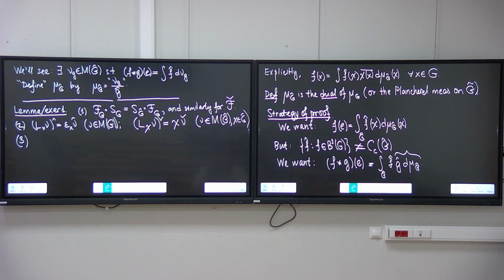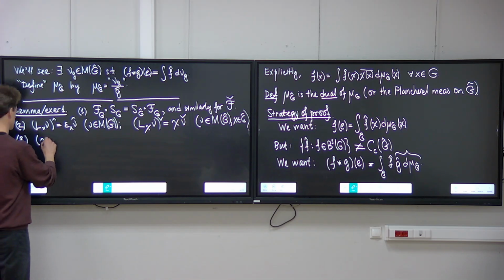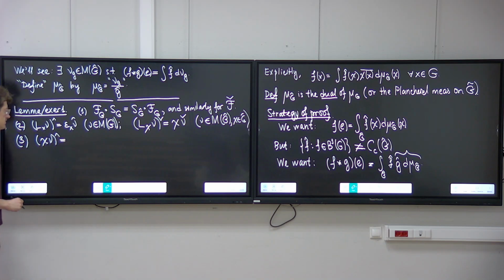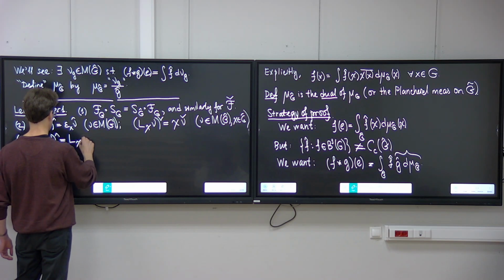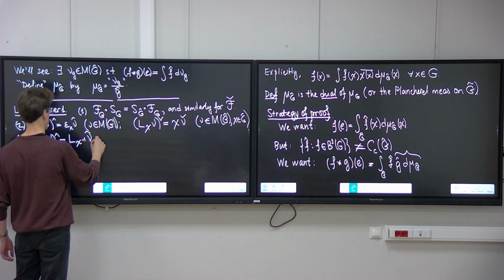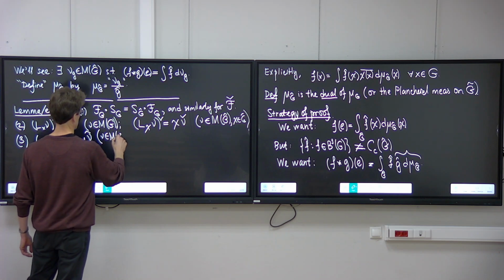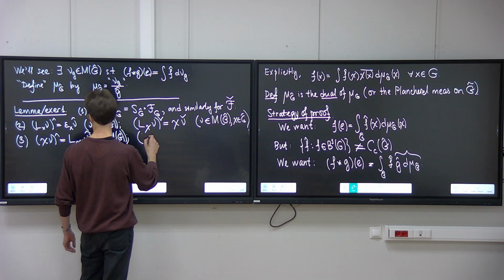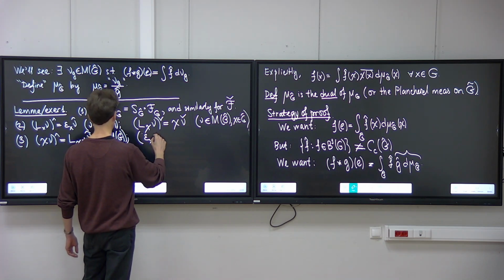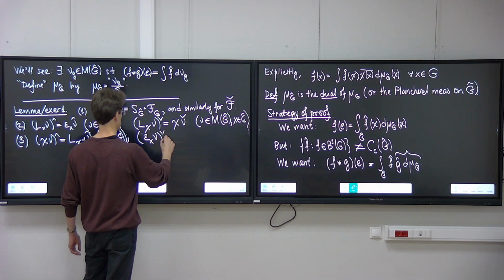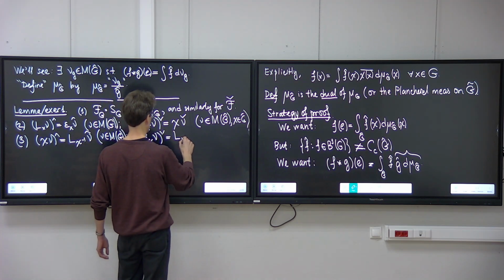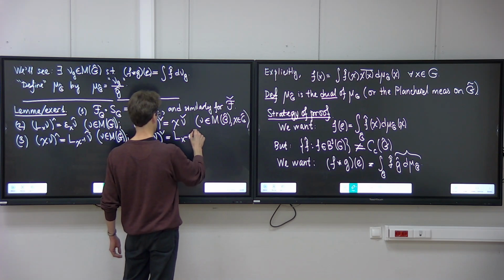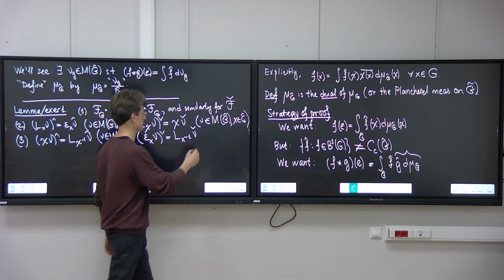And property 3: what happens if you multiply a measure by a character and then apply the Fourier transform? Well, we will get the left translate of the Fourier transform by the inverse character. And we have a similar formula for the dual Fourier transform. You can multiply a measure on the dual group by the evaluation character epsilon x and apply the dual Fourier transform. We'll get the left translate by the inverse element of x, of the Fourier transform of mu.